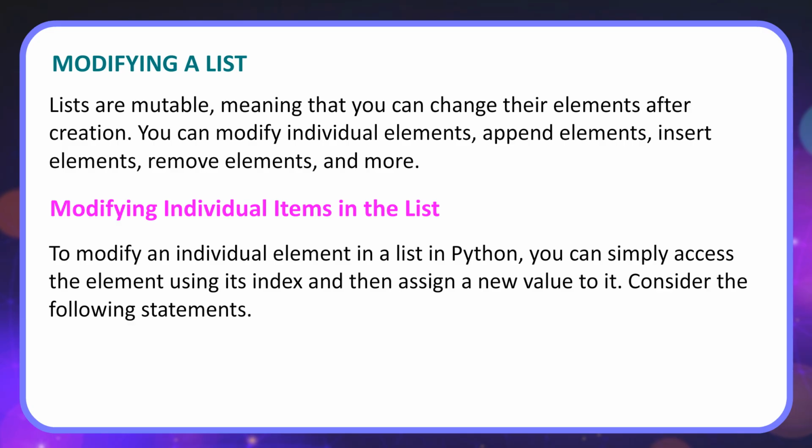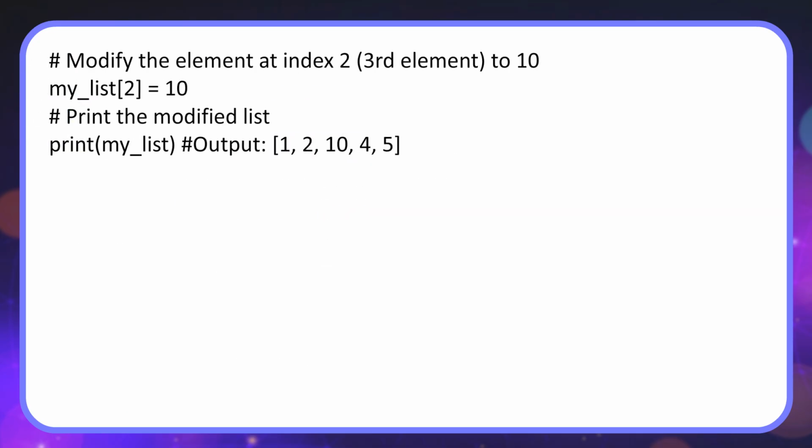Consider the following statements. # Original list: my_list = [1, 2, 3, 4, 5]. # Modify the element at index 2, the third element, to 10: my_list[2] = 10. # Print the modified list: print(my_list). Output: 1, 2, 10, 4, 5.